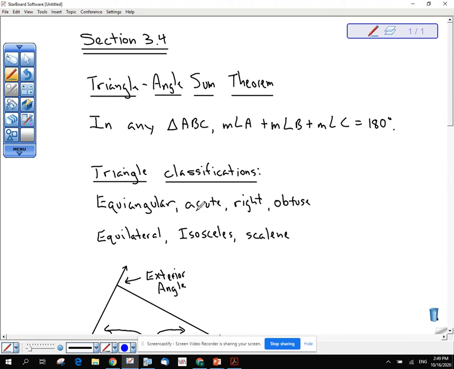Acute means something that's between 0 and 90. I like to show that using the inequality like this, with A standing for the angle measure. A right angle is when the angle is 90 degrees exactly. And an obtuse angle is when it's between 90 and 180. Okay? And there is something called a straight angle as well. Straight would be exactly 180 degrees.